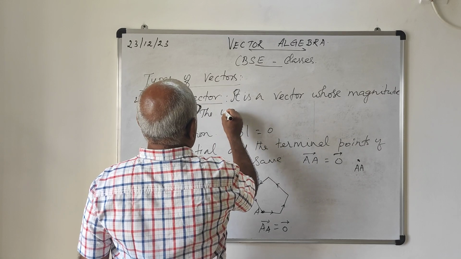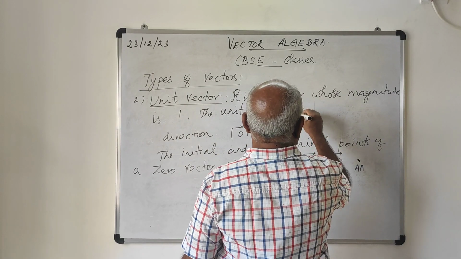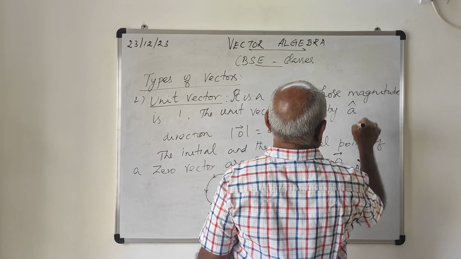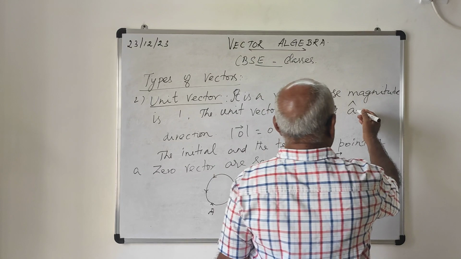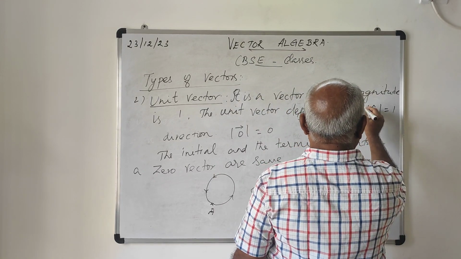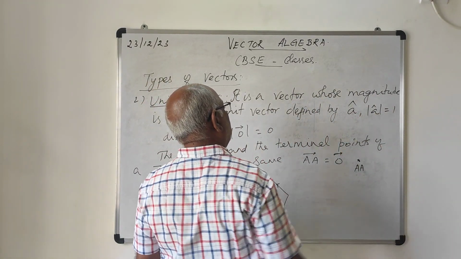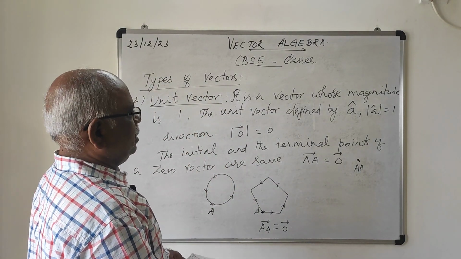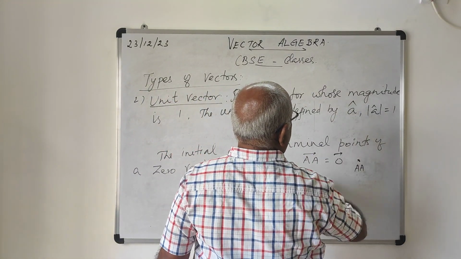The unit vector is defined or denoted by cap notation, A cap. Instead of arrow notation, unit vectors are defined by cap notation. A cap is a unit vector whose modulus is 1. Therefore, A cap is called unit vector A. It is read as unit vector A. Its modulus is 1.